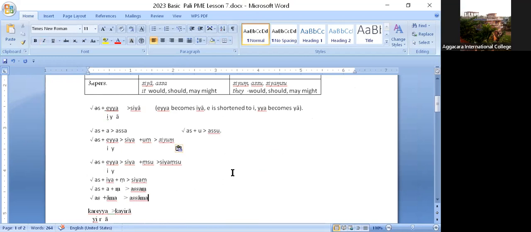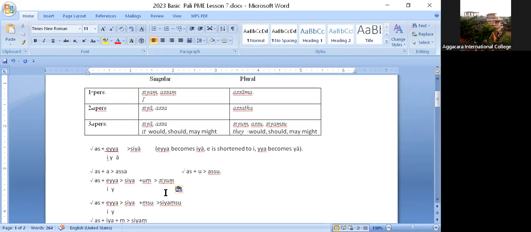Right, so siyum plus a and ma, asama. So all this, no need to remember by heart, but at least look here, you notice how things are changing, right? Because Pali is, like, say, a dialect. So instead of pronouncing the aya, they prefer to pronounce the iya, right? So like this, all these changes are possible.